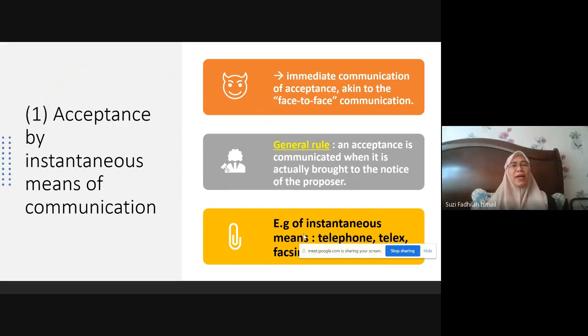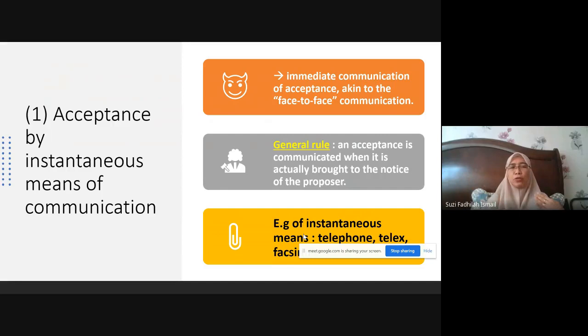Right, so acceptance by instantaneous means of communication. What's the meaning of instantaneous means of communication here? It refers to immediate communication, meaning it is done immediately and is akin to face-to-face communication, as if you are face-to-face with each other. For example, a telephone call. Even though you're not face-to-face, the effect of communication is very instant. You ask and the other party responds.